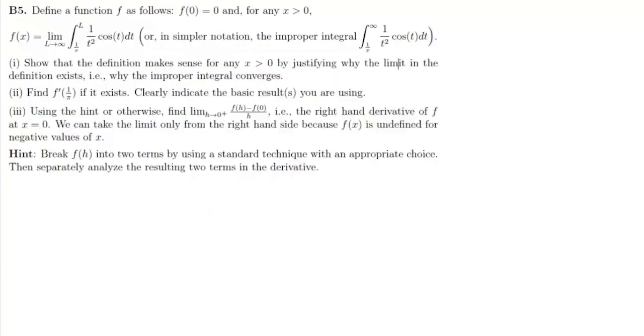Now in B5, we are given this function which is defined as this improper integral from 1 upon x to infinity of 1 upon t square cos t dt. Now in the first part, for any x greater than 0, we need to show why this improper integral converges.